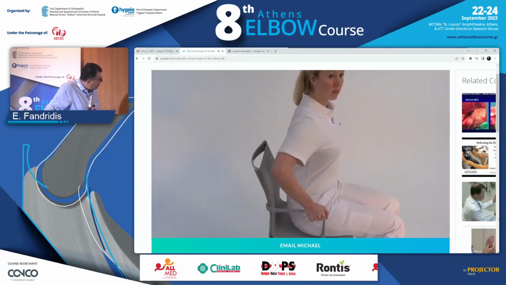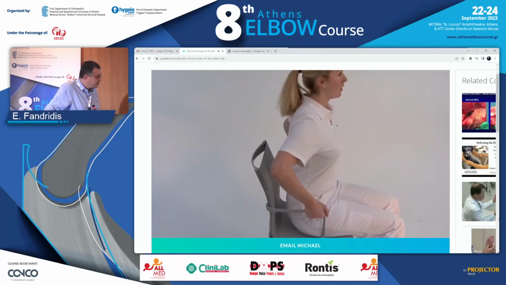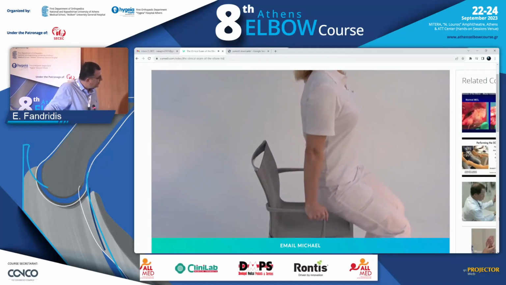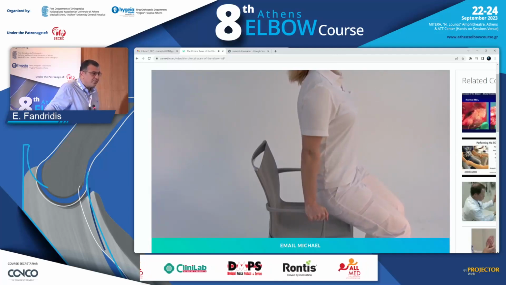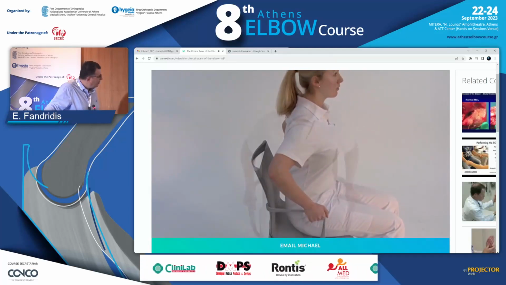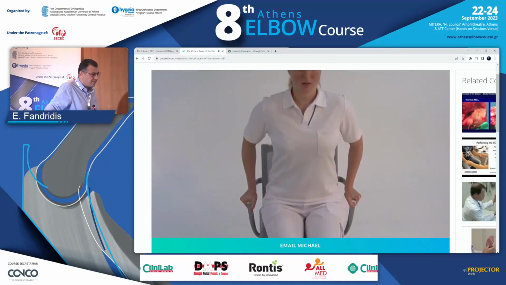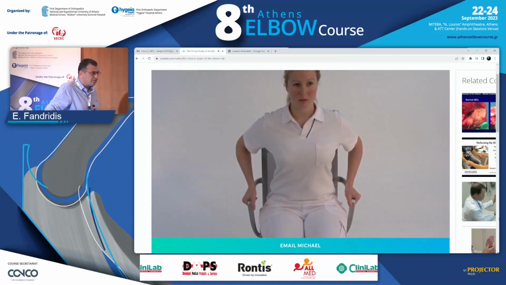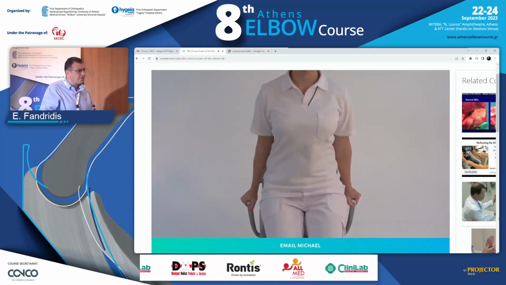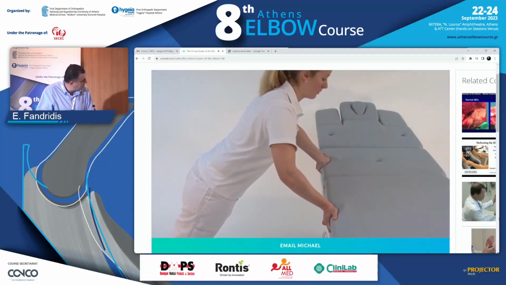So by axial loading the elbow in a supination position, they feel some pain before the full extension, or they know there is no way to stand up, and this is a positive test. Sometimes you say to the patient to stand up, and he cannot stand up. So this is a positive test for this patient.